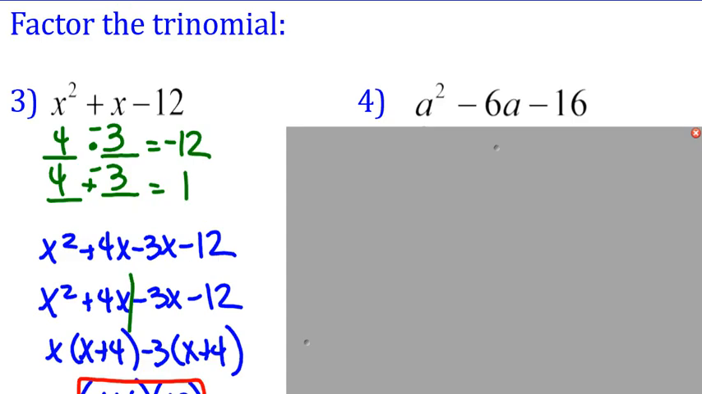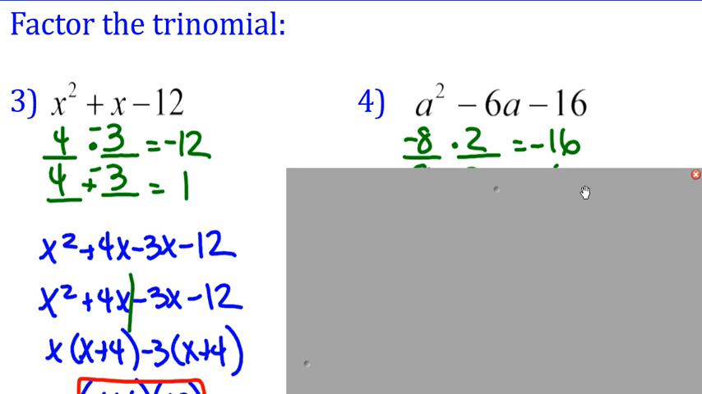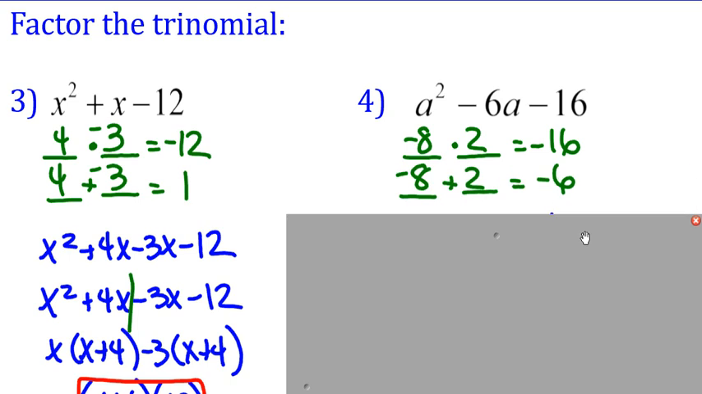Our fourth polynomial, again looking to see if it has a greatest common factor. It does not, it just has a 1, so go to the next step, thinking what times what gives us negative 16, and what plus what gives us negative 6. We can use a negative 8 and a positive 2 to accomplish that goal.